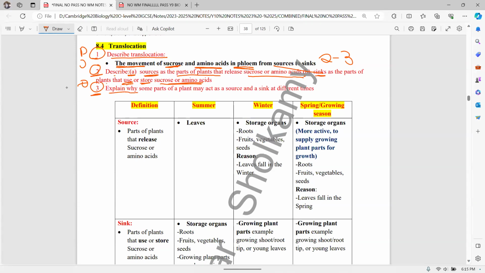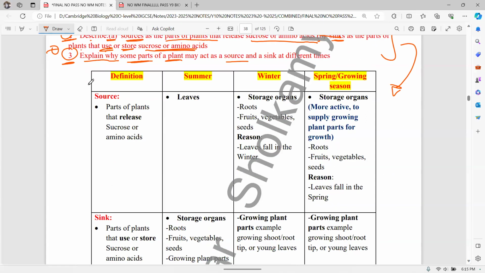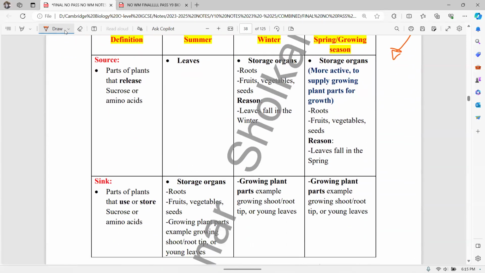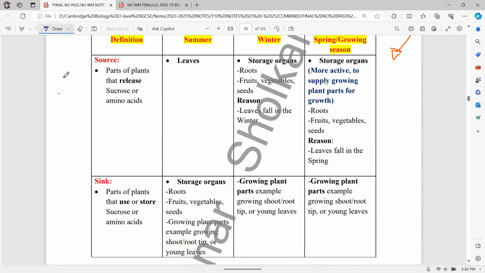Objective 3, explain why some parts of the plant may act as a source and a sink at different times. Now, the answer to this objective is this table. Let's look at this table. We defined translocation here in black. Now, definition of source and sink. Let's read it together. If you understand it, then we're done. The source, parts of the plant that release sucrose and amino acid. Sink, part of the plant that use or store sucrose or amino acid. Now, in the summer, the leaves are the source because I have leaves. Now, in the summer, what is the sink?